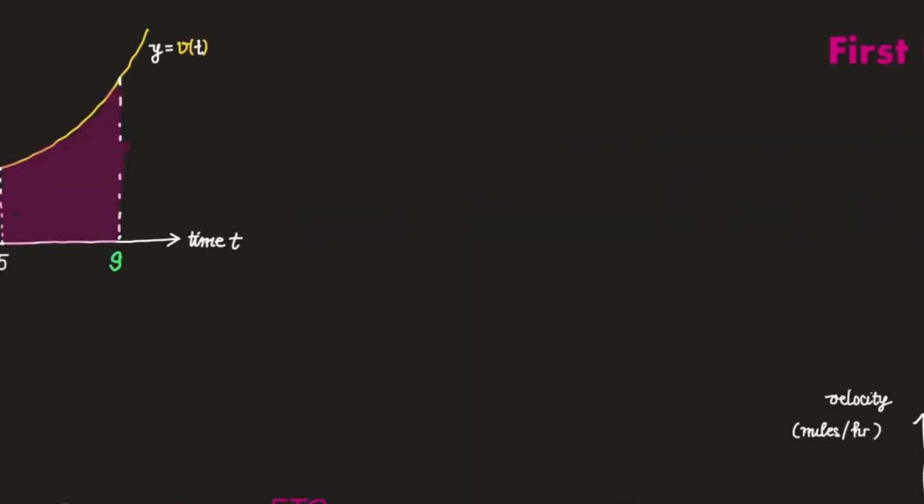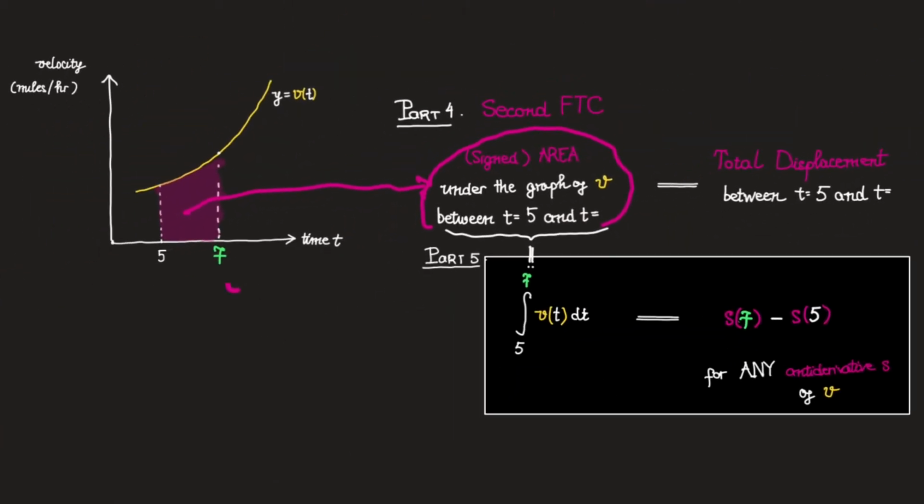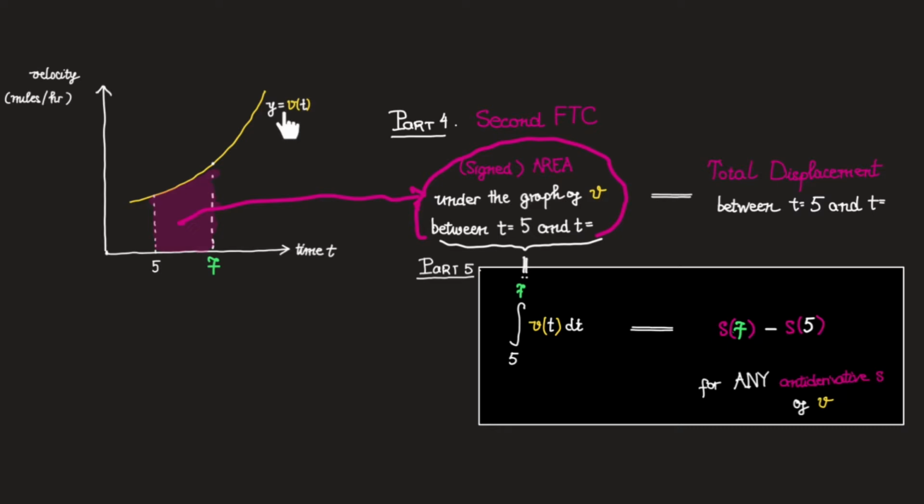To that end, we need to recall the statement of the second fundamental theorem of calculus. Given a nice function v, we can think of it as a velocity function. And in that terminology, the second fundamental theorem of calculus in part 4 said that if we fix any 2 points in time, say 5 and 7, then the signed area under the graph of the velocity function between 5 and 7 is gonna be equal to the total displacement between 5 and 7, which is by definition just the difference between your position at 7 and your position at 5.